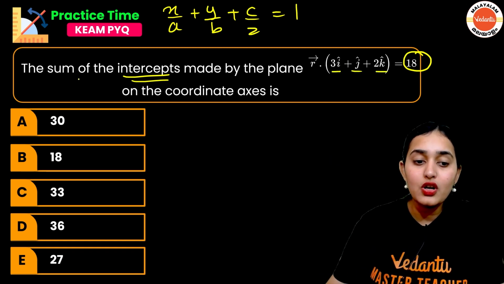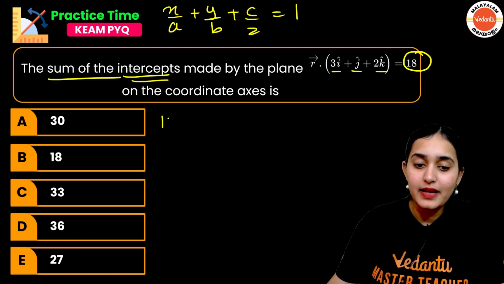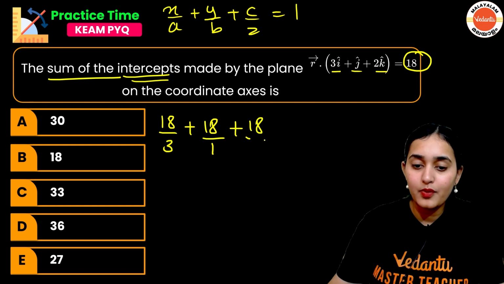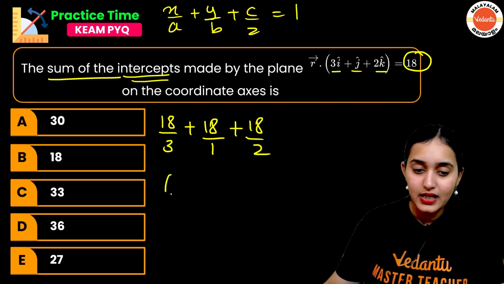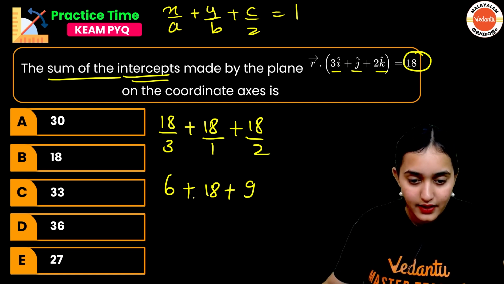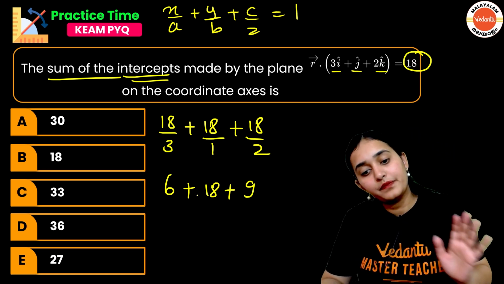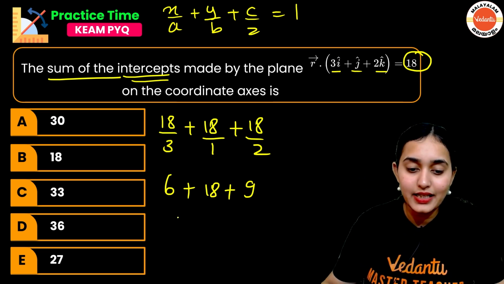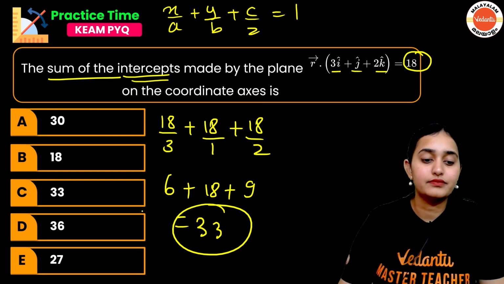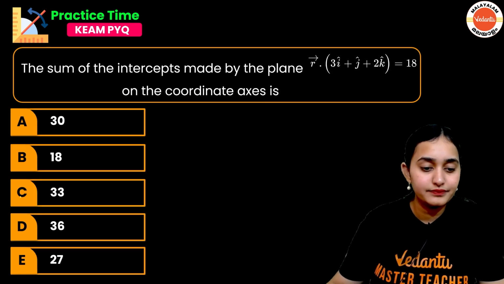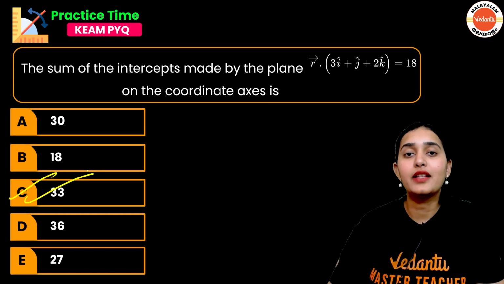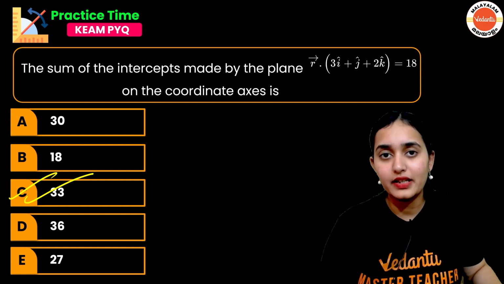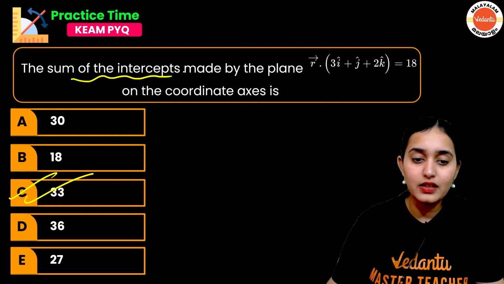So the sum of the intercepts will be basically 18 upon 3, 18 upon 1, 18 upon 2. Just find this. What will you get? 3 6s are 18, plus 18, 2 9s are 18. And when you add them, you get 9, 3s are 27, 27 plus 6, 33. This is your answer. Option number C. 33 is your answer. Simple. Just do this shortcut I'm telling you, how to find out intercepts.